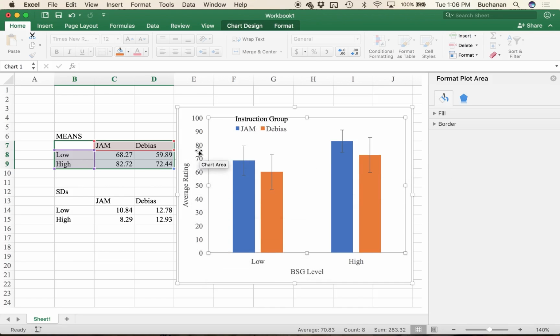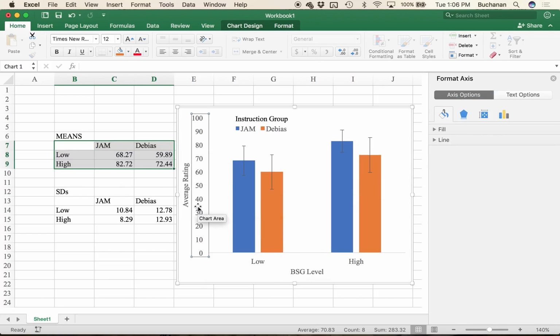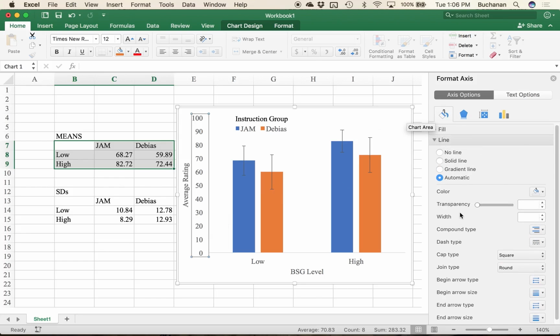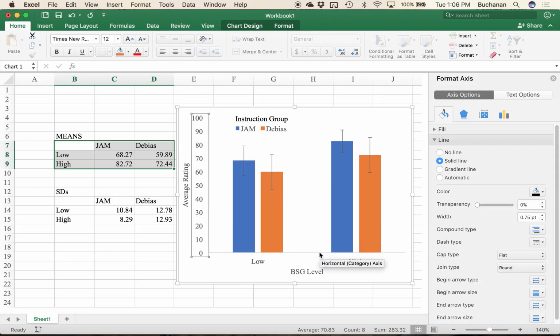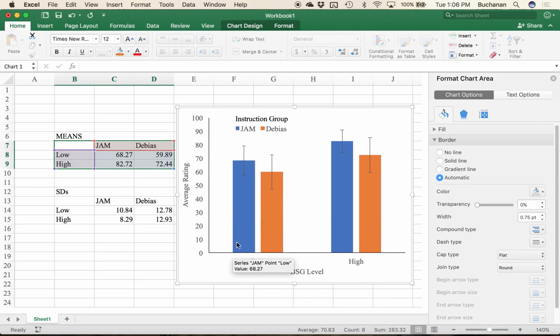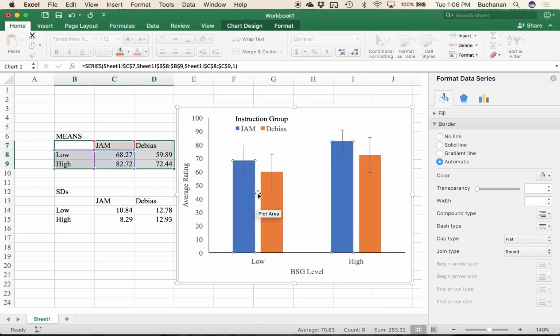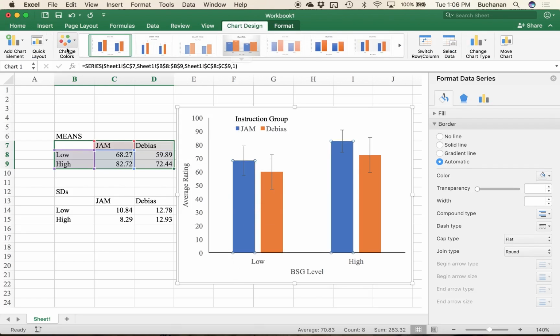Other thing I want to do is fix the axis bar. So I'm going to click on the axis, click on the paint bucket here, and get fill, or line. Sorry, line. Solid line, change that from blue to black. Okay, click here. Tell it to be a solid line as well. So that just makes the graph look much more readable. We're going to click on the chart design, change colors, and make it grayscale.